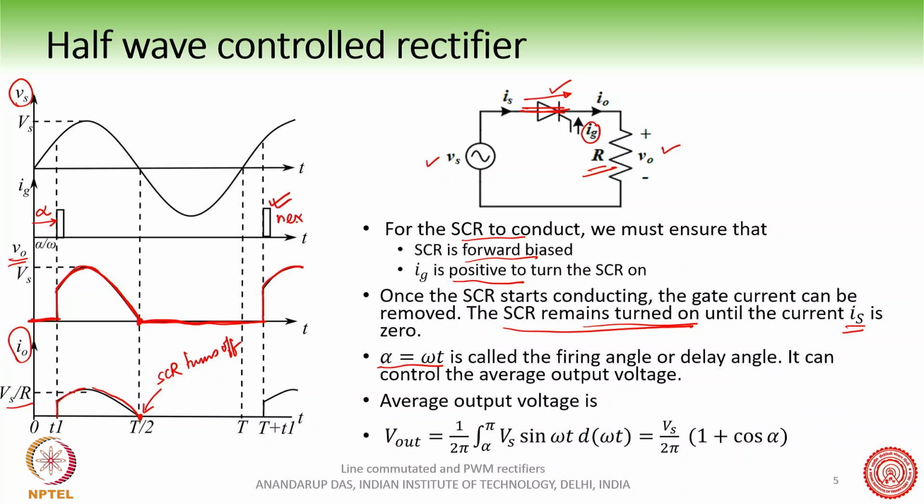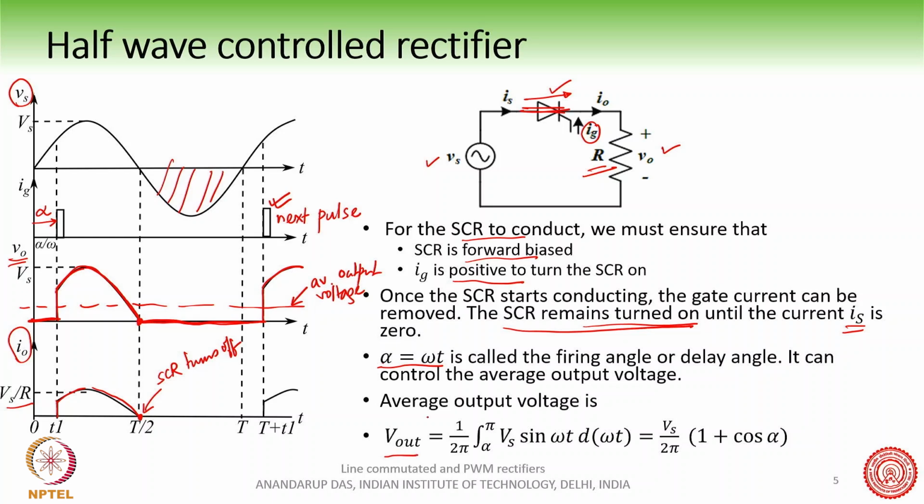This is the next pulse. During this point here, even if we give the pulses, the SCR will not turn on because the polarity of the voltage is opposite. So the SCR will not be forward biased. Therefore the output voltage, of course we understand, will be somewhere here, the average output voltage.